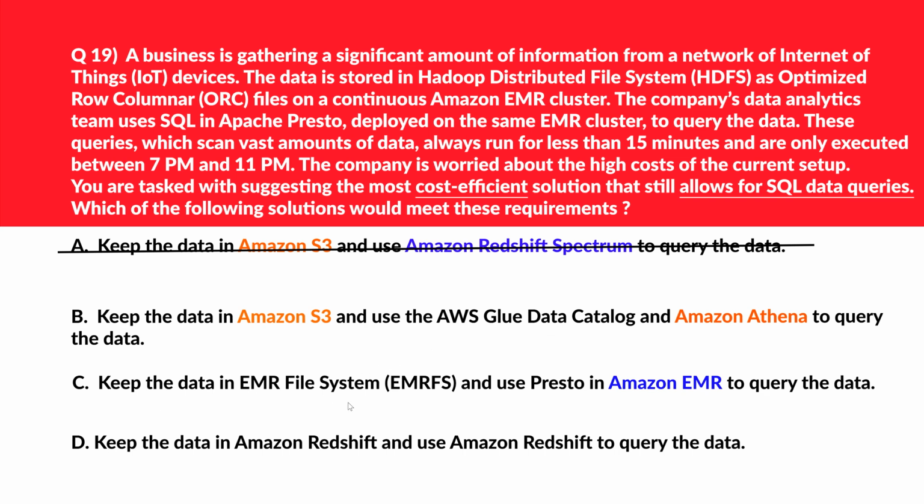We'll move to option C. C says keep the data in the EMR file system and use Presto in Amazon EMR to query the data. Running a persistent EMR cluster is more expensive than using Athena, which you have got in option B. Since option B is better than option C, for now we can reject option C. Let's move to option D. D says keep the data in Amazon Redshift and use Amazon Redshift to query the data. Redshift is again more expensive than Athena when it comes to querying. And also Redshift requires data loading from S3 to Redshift. We need to load the data first from S3, which is not a cost-effective solution anyway. So we'll reject this option and we'll lock option B as the correct answer.